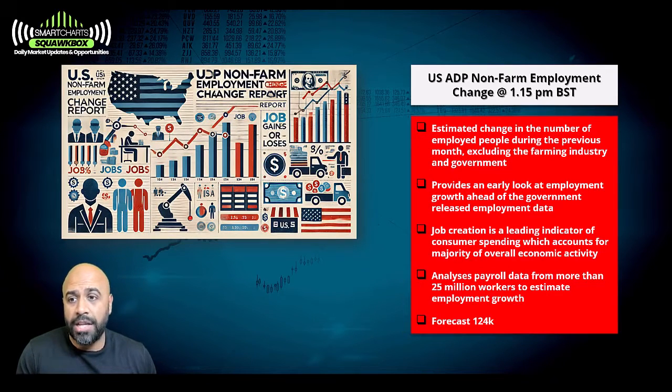For today, the key news announcement is going to be the US ADP non-farm employment change report at 1:15 p.m. British Summer Time, UK time. And this shows the estimated change in number of employed people during the previous month, excluding the farming industry and government. It provides an early look at employment growth ahead of the government released employment data on Friday, usually 2 days later. Job creation is a leading indicator of consumer spending, which accounts for the majority of overall economic activity, and this payroll data is for more than 25 million workers to estimate employment growth.